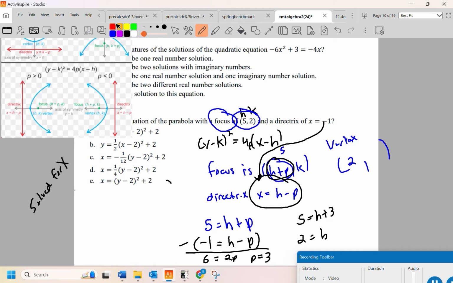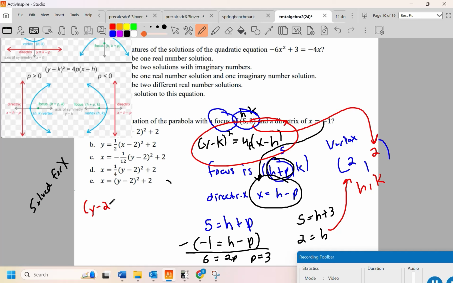But anyways, I have h, and I put that 2 in the wrong spot. 2 is supposed to be here. Turns out it's also 2, because this was k. It's h comma k. Now we're going to go to this guy. I picked on that guy again because the directrix was given as a vertical equation. It's going to be y minus 2 quantity squared equals 4 times p, which was 3, times x minus h, which also happens to be 2.